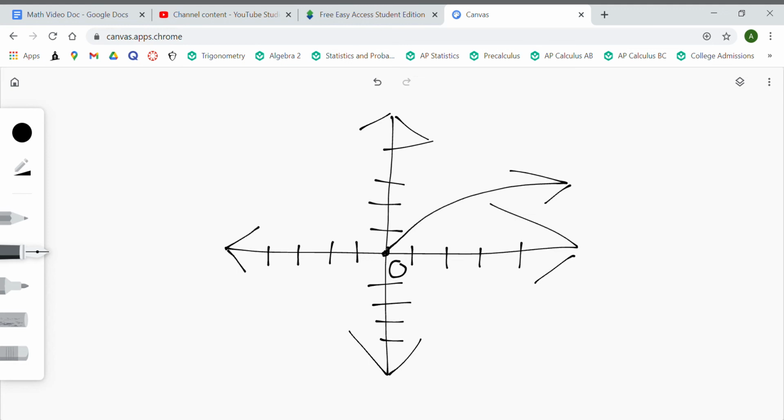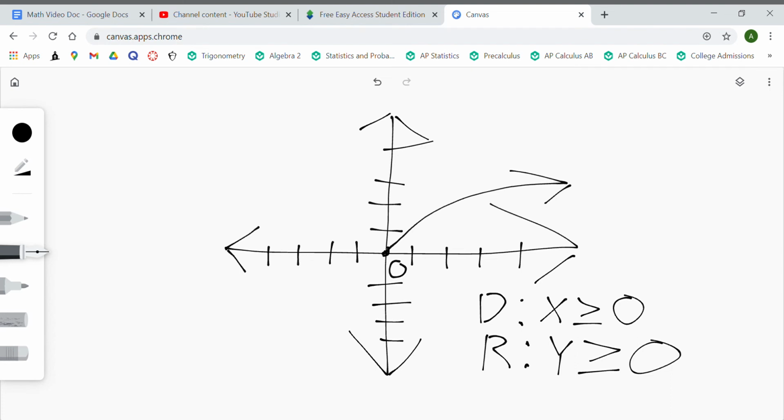Again, algebra 2. But anyways, we're going to list off the domain. Here's how I would do it. I can describe it as x is greater than or equal to 0, and the range is y is greater than or equal to 0. Pretty simple, right?